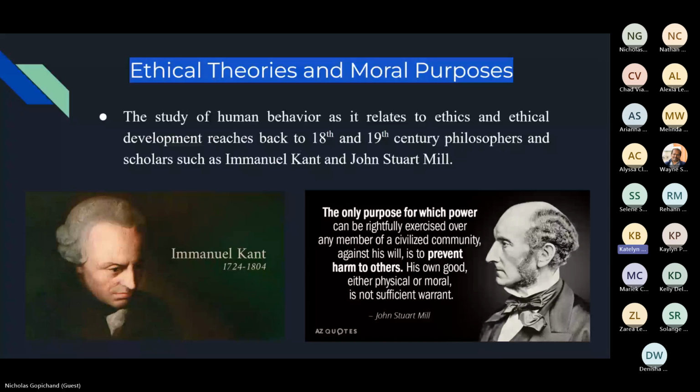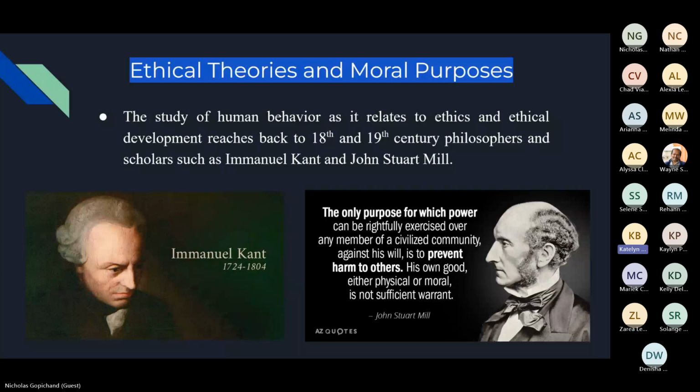Now on to the next section, ethical theories and moral purposes. The study of human behavior as it relates to ethics and ethical development reaches back to the 18th and 19th century philosophers and scholars, such as Immanuel Kant and John Stuart Mill. Below here we have a picture of Immanuel Kant, who lived from 1724 to 1804. And next, we have a quote from John Stuart Mill.